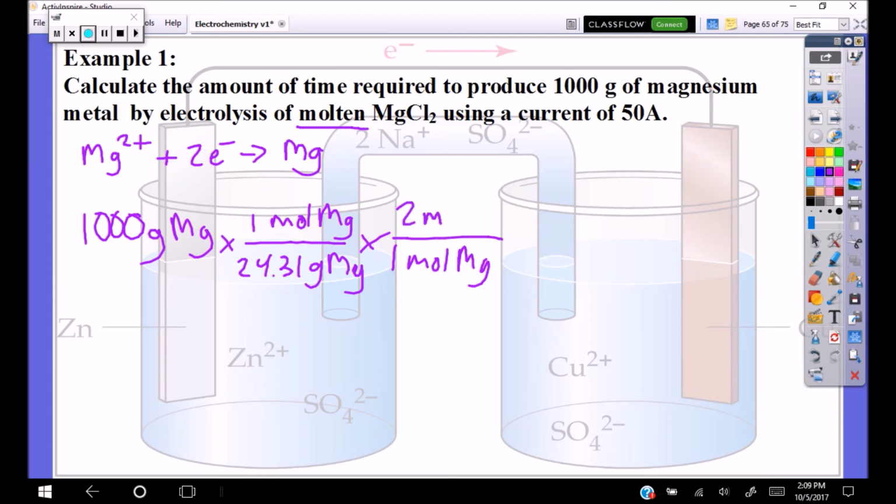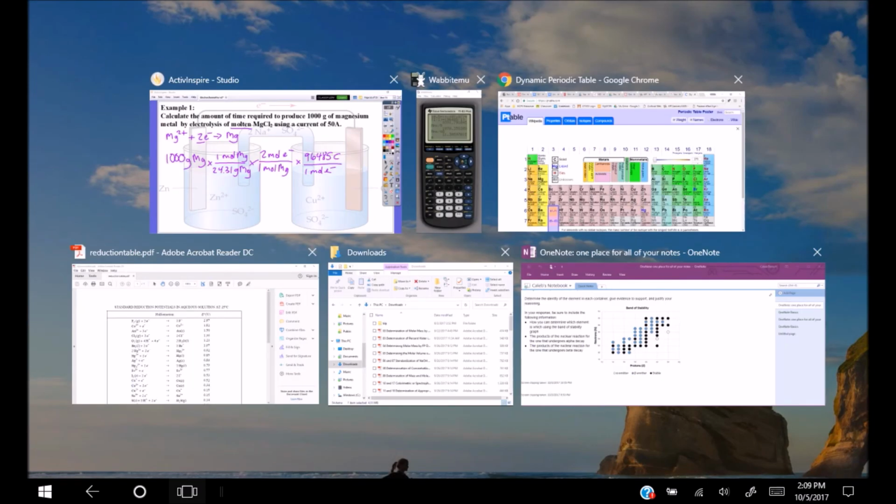2 moles of electrons. Yep, using the balanced equation just like last time. And then I use what number? Faraday's constant. All right, 96485 coulombs per mole of electrons. Okay, and I can go through and do my math again.